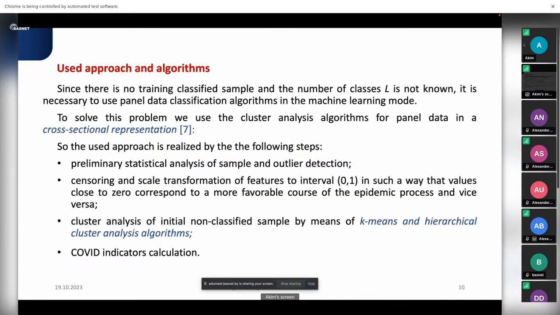What algorithms did we use? First things first, we used k-means and hierarchical clustering to make the clusterization and divide the data into three clusters to estimate the level of danger for countries.